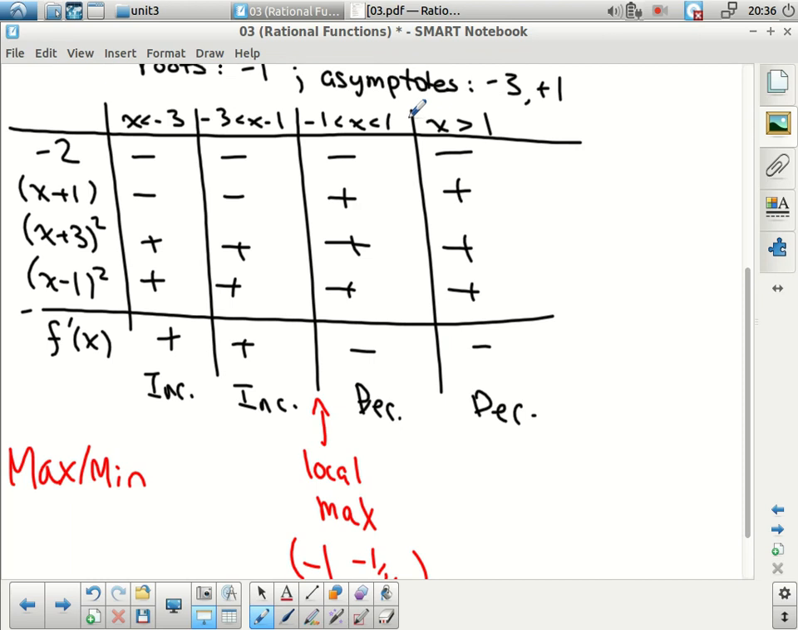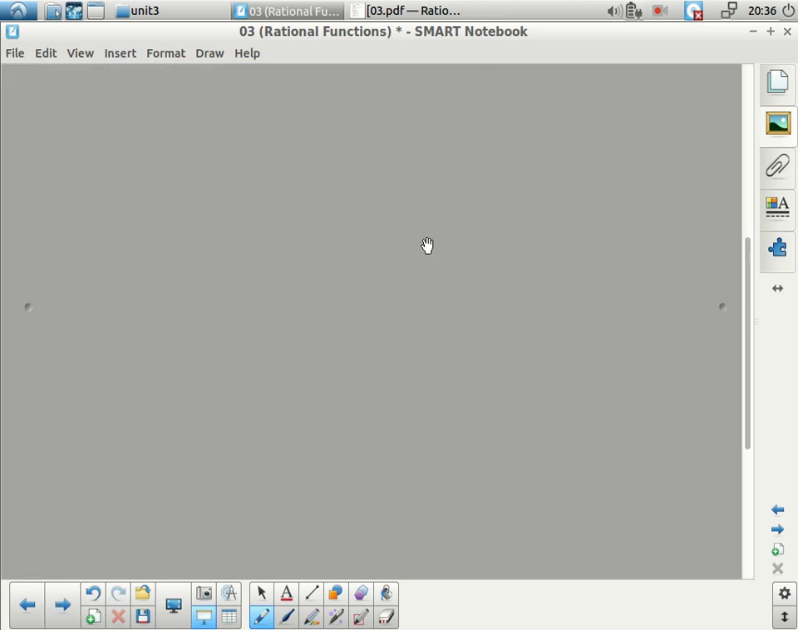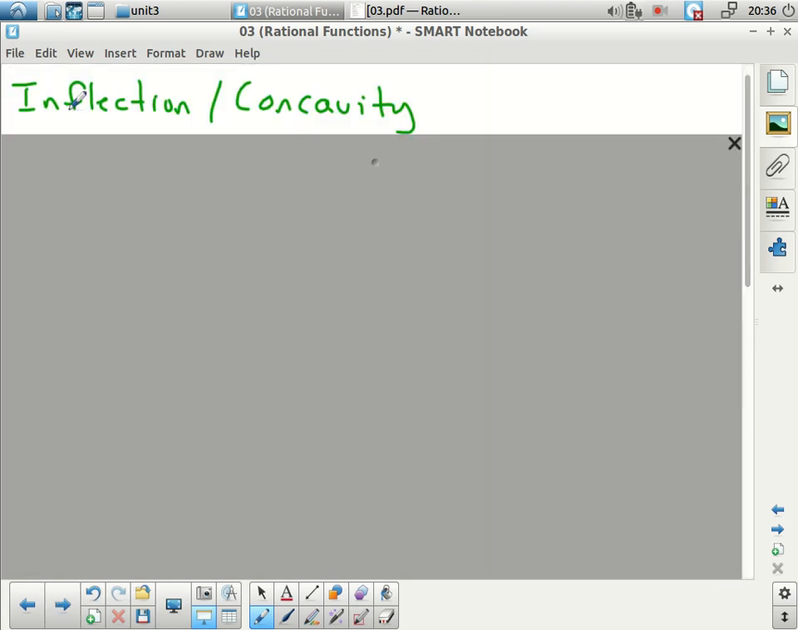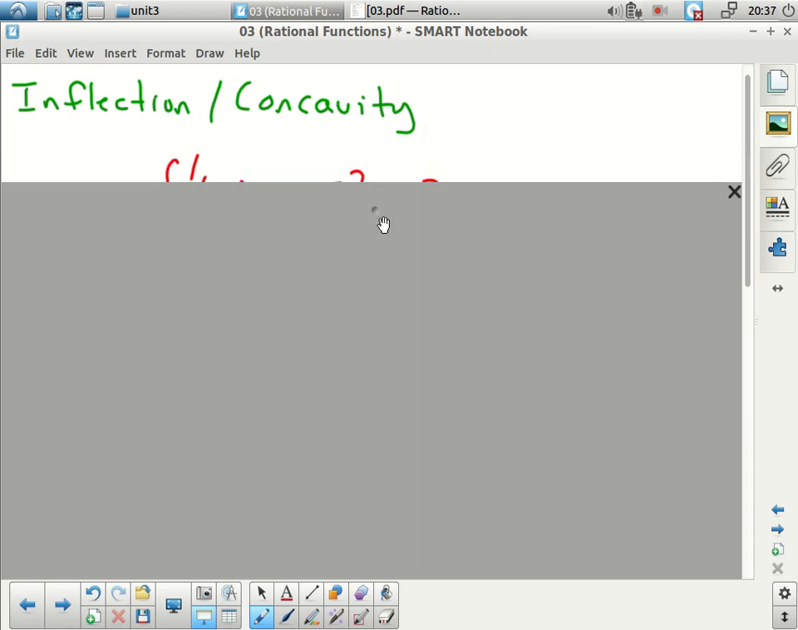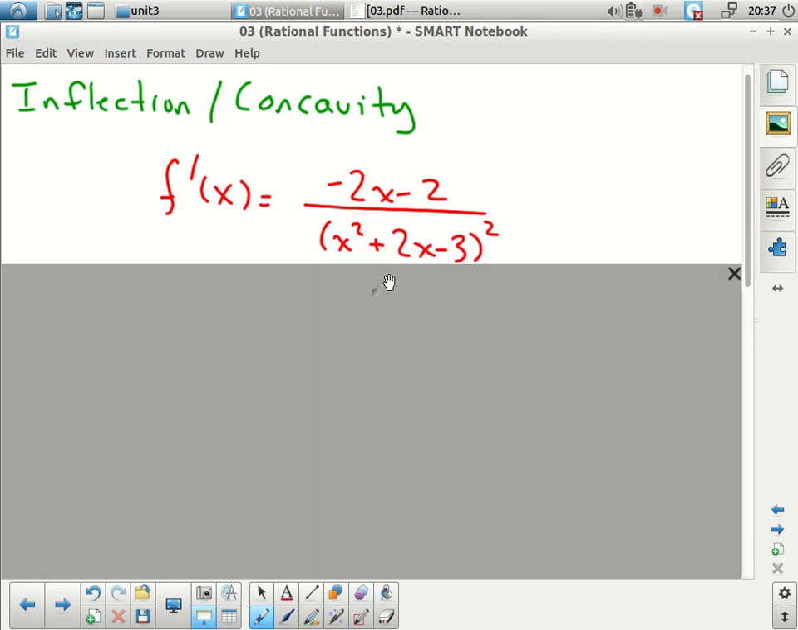But remember those were asymptotes. 1 is an asymptote and -3 is an asymptote. So that's what's happening at my other two breakpoints. So we've got that. Now we move on to the second derivative. To check for inflection and concavity, we're going to go to the second derivative. Again for reference, here's the first derivative.